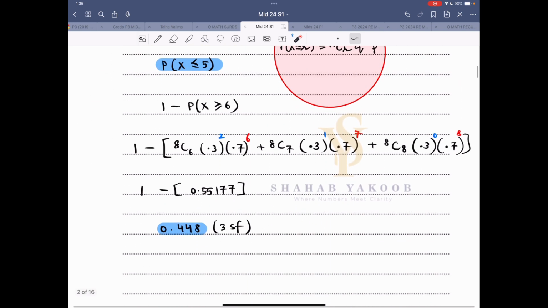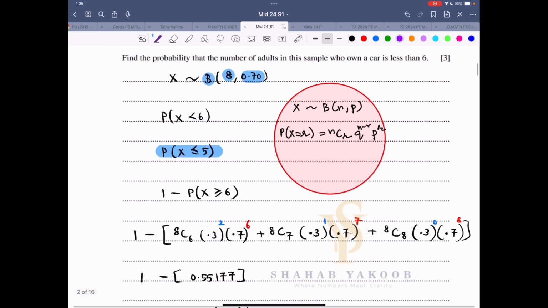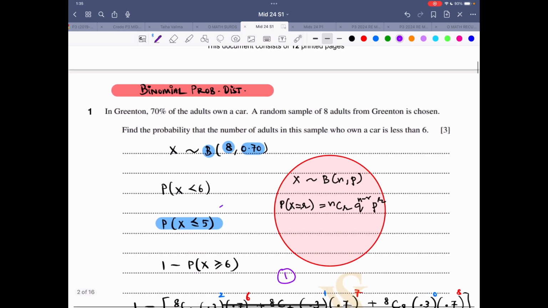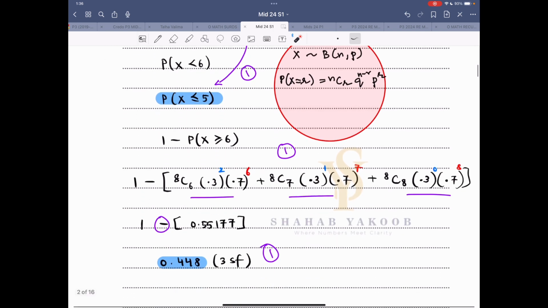Basically, I'll give the marks in this manner. You have to calculate these 3 probabilities and add them up. That's like 1 mark. Subtraction is like 1 mark, giving you the final answer. And 1 mark is for these 2 things: writing down the distribution, and even more important, determining the inequality in which you will be calculating the probability.